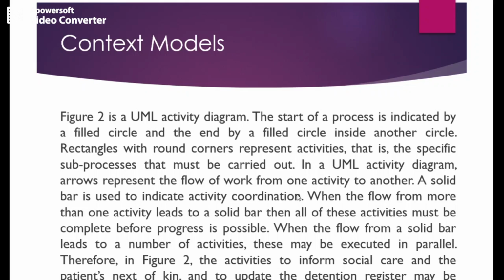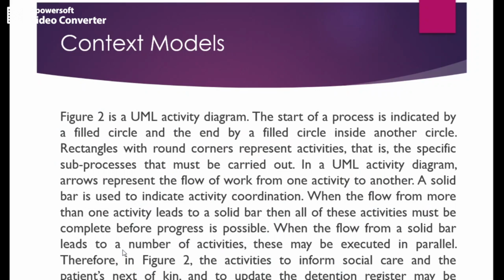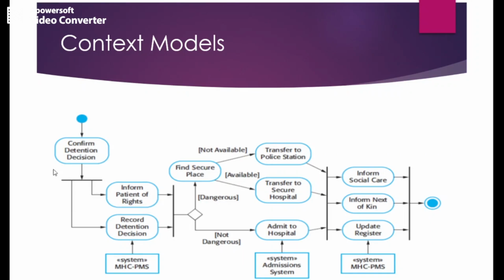Now, also you have arrows. Can you see here? Arrows. So what do those arrows specify? The flow of work from one activity to another. You can see here, from this activity to this activity. So arrows represent the flow of work from one activity to another activity.